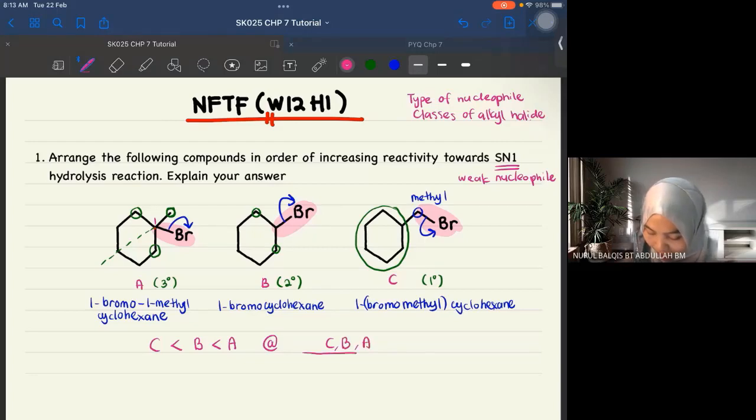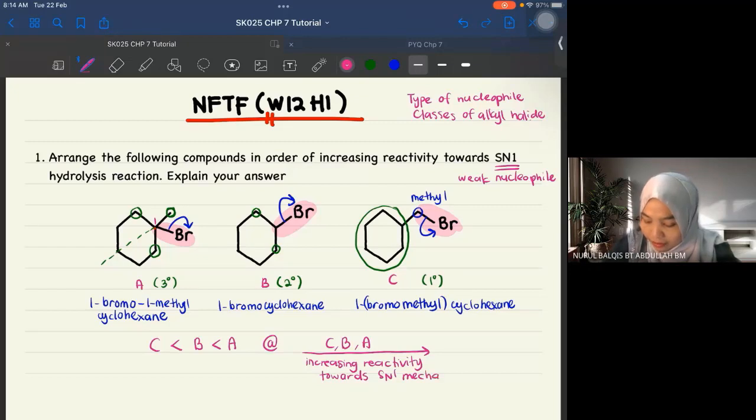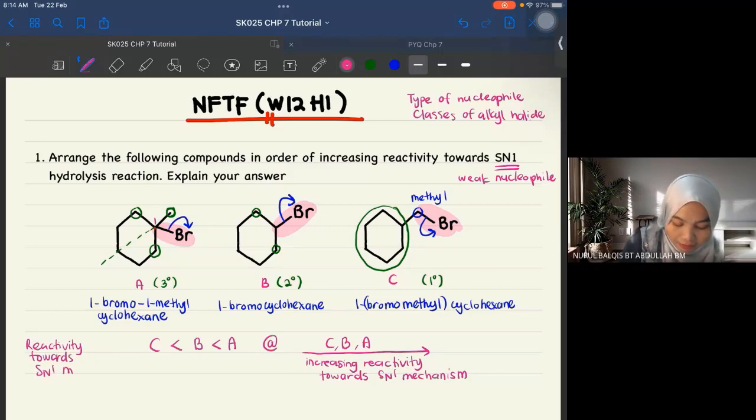Okay, lepas tu dia ke arah kanan, increasing reactivity towards SN1 mechanism. Even for the one yang kita guna simbol tu, tolong buatkan sikit kepada dia. Reactivity towards SN1 mechanism. Okay, macam tu. Bagi tahulah benda apa. Right, tu awak baru arrange. Now dia minta awak explain.